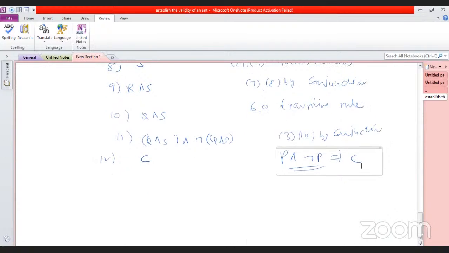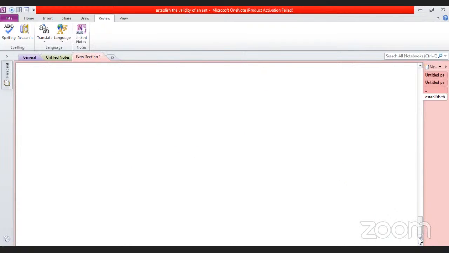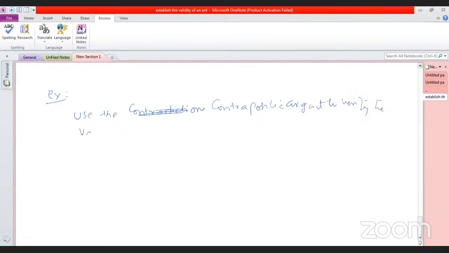Another: use the contradiction. Use the contrapositive argument, sorry. Use the contrapositive arguments to verify the valid inference. Valid inference, so valid inference we are taking here.